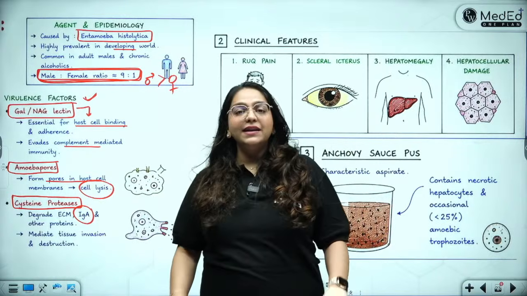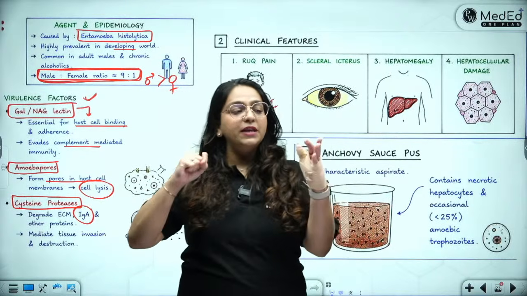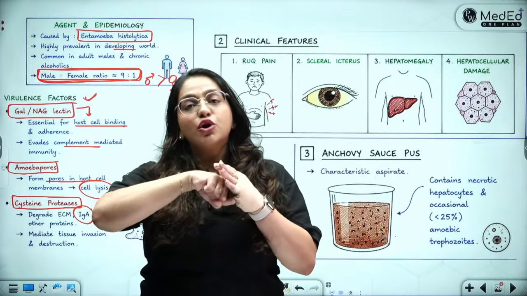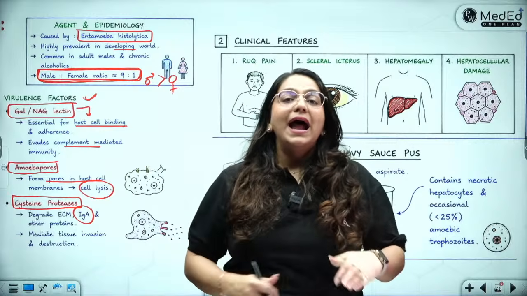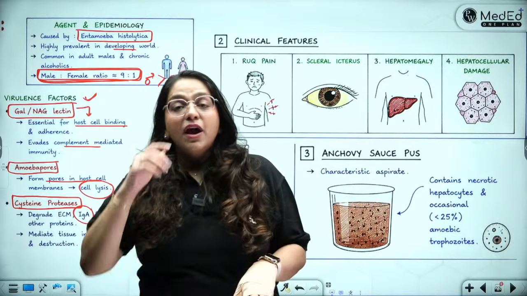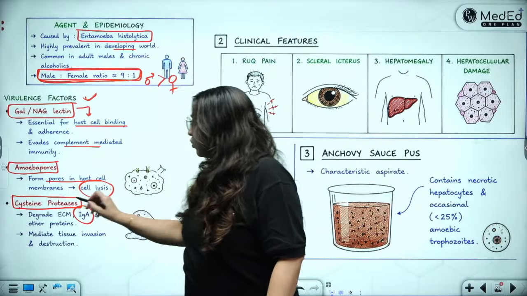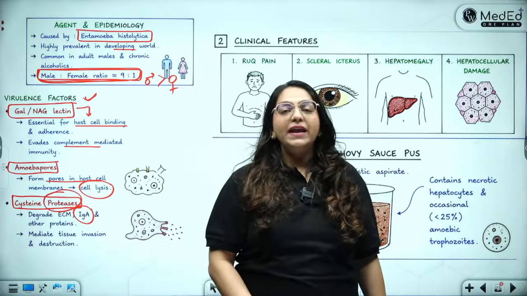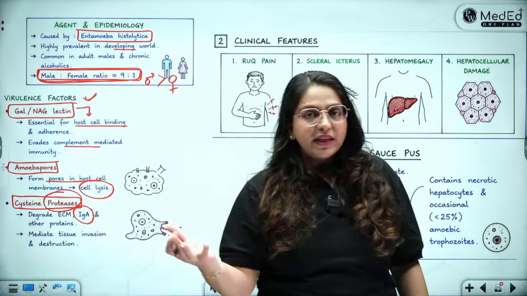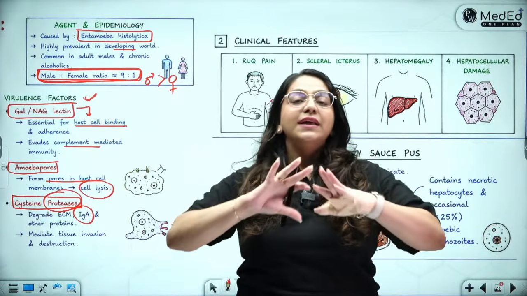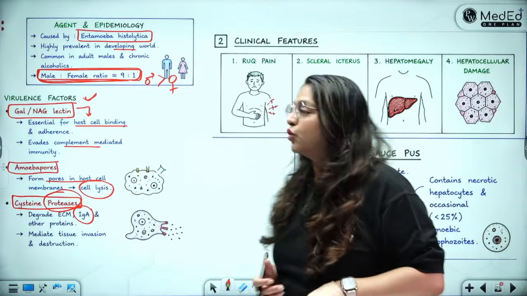So Gal/GalNAc lectin is the antigen which will help the amoeba bind to a cell. Then amoebapore will create pores or holes inside the cell, and cysteine proteases will break the extracellular matrix between the cells. And what else will the proteases do? They will break the immunoglobulin, which is a protein. Yes, so proteases will break immunoglobulins. So therefore the immunity cannot protect us.